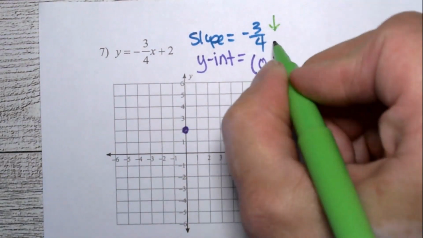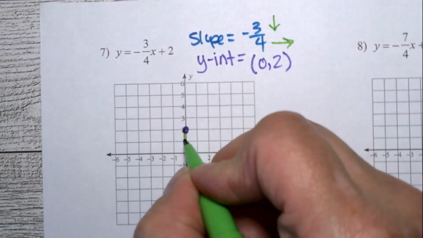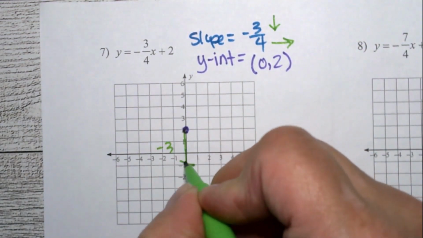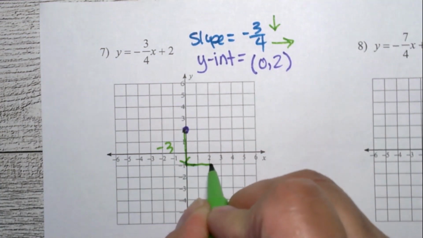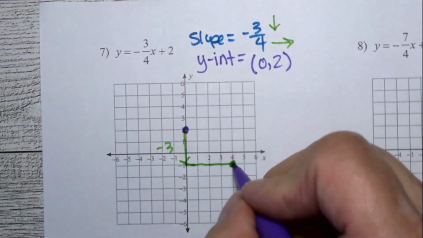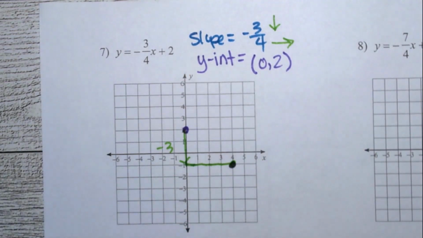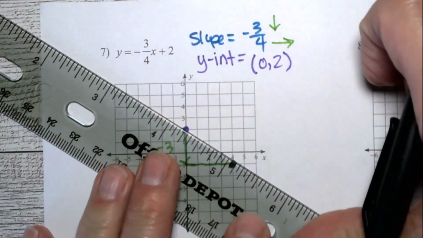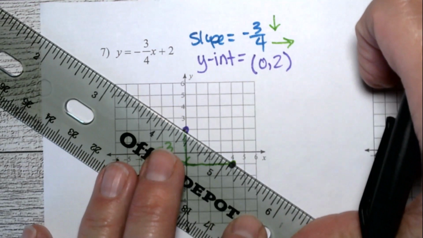You plot it right there. Then we use the slope to find a second point. Well, it's negative 3, so I have to go down 3 and then over 4. 1, 2, 3. Down 3. Over 4, 1, 2, 3, 4. We are reviewing. We've been working on this for like a week, so I am going a little fast. You'll have to stop me.